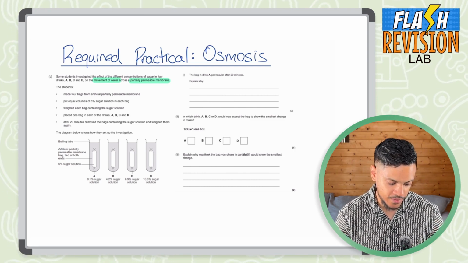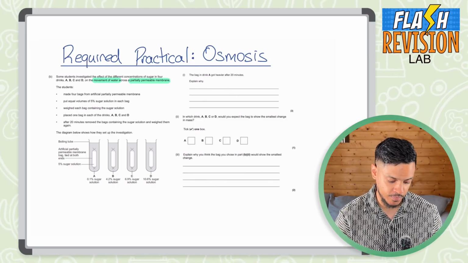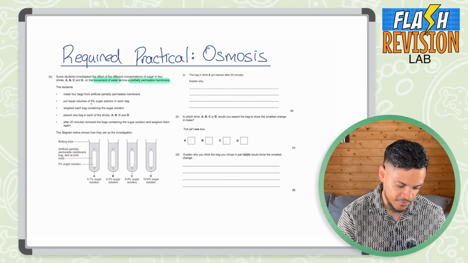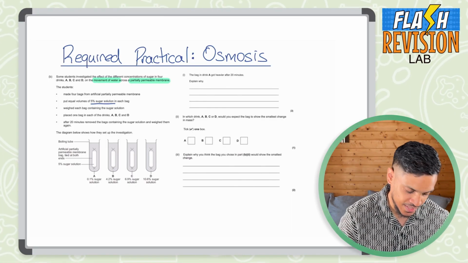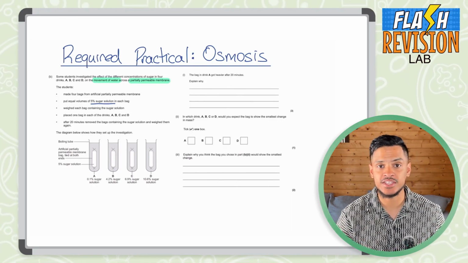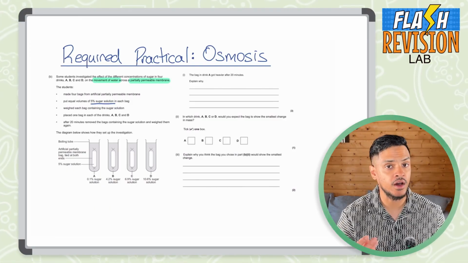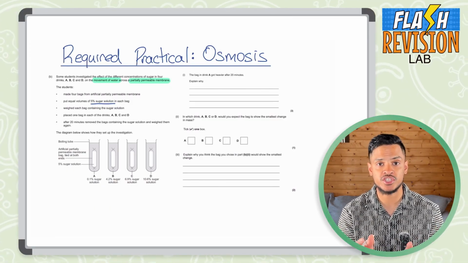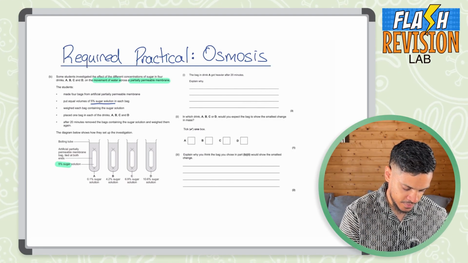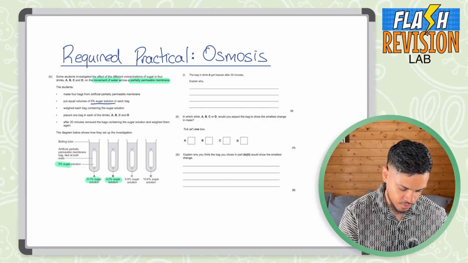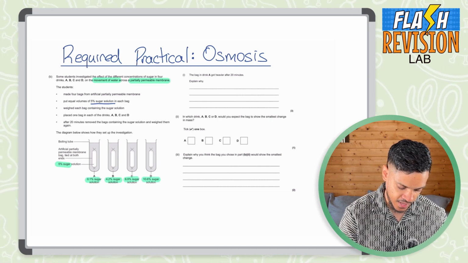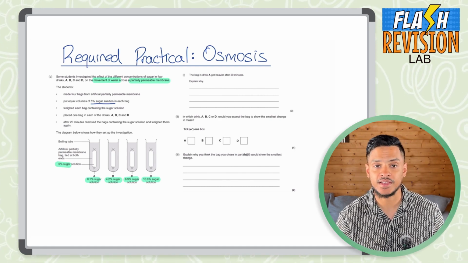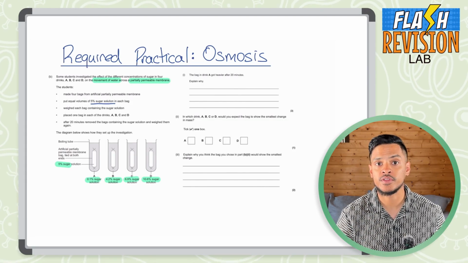So the student made 4 bags out of these partially permeable membranes, and they put equal volumes of a 5% sugar solution in each bag. Then they weighed each bag to find their mass, and then after leaving the solution for 20 minutes, they reweighed it to see if there's a change in mass. So we can see 5% solution here, and then all of these 4 different test tubes have 4 different concentrations in them. That's going to affect the final mass of the tube.